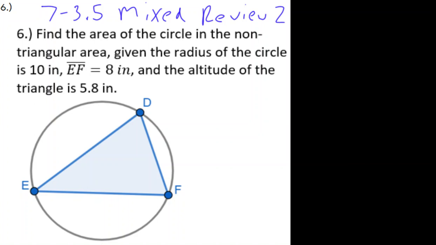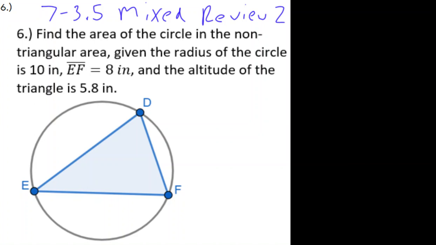Alright, and welcome to 7-3.5 Mixed Review 2. Okay, number 6 says this. Find the area of the circle in the non-triangular area given the radius of the circle is 10 inches and EF is equal to 8 inches. And the altitude of the triangle is 5.8 inches.